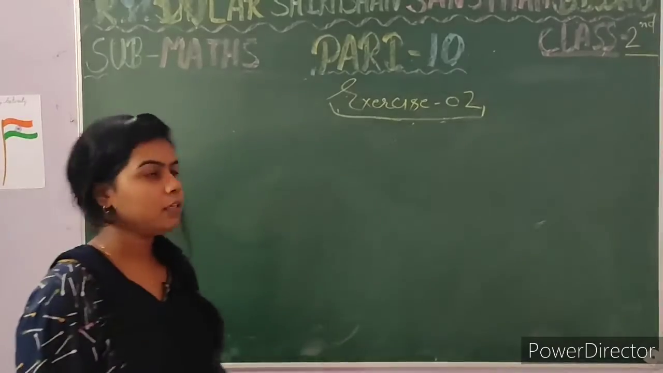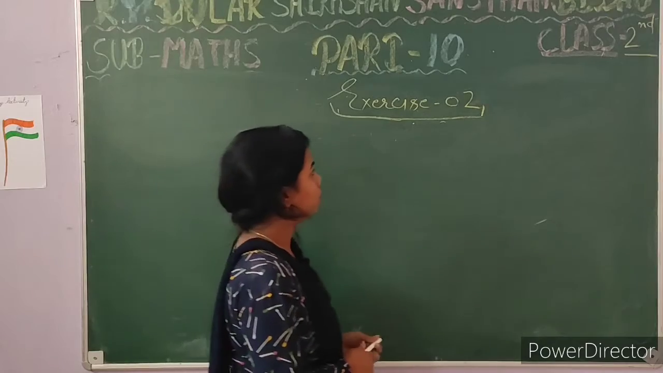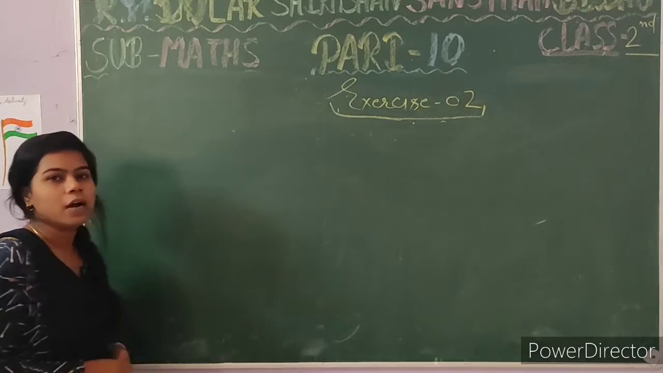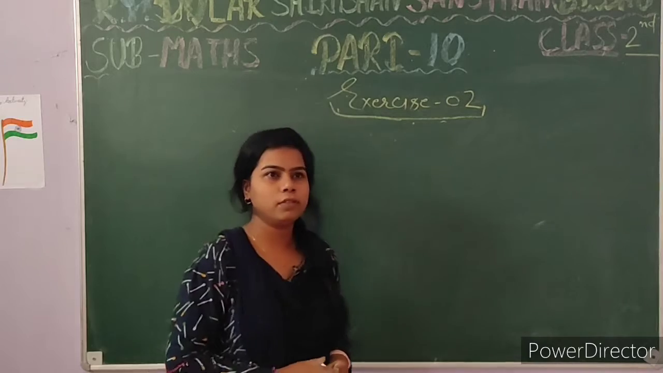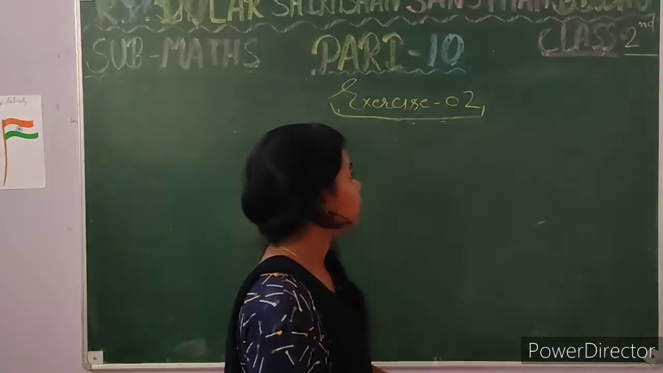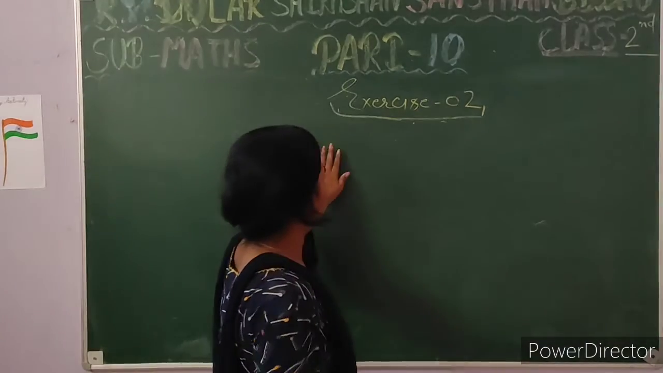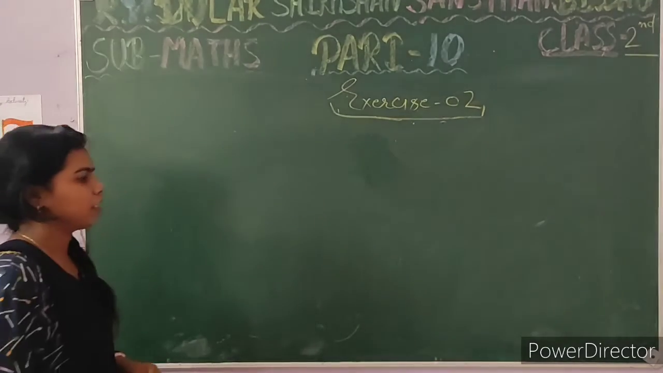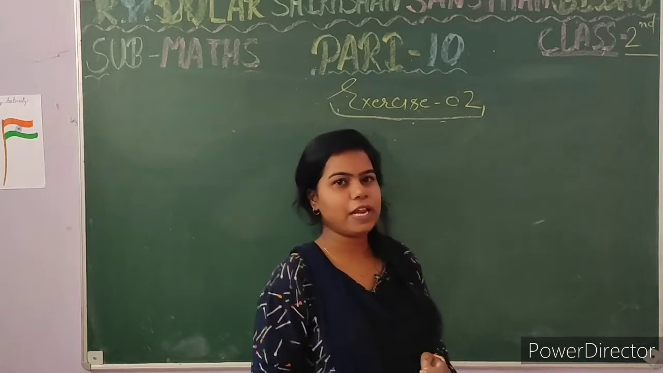Today is part 10 of exercise 2nd. In the previous class, I told you about exercise 2, starting topic counting, how we write the counting in numbers and in words. I told you in previous class, part 9, and in today's class we started our second topic, backward counting. How do we write backward counting?